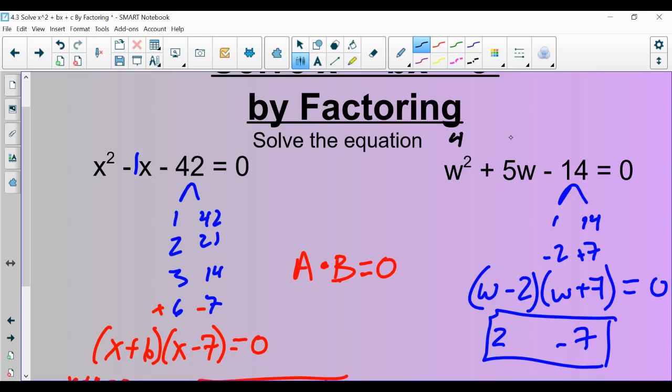Plus 5 times 2, that would be 10. Minus 14, hey, that's 0. 4 plus 10 is 14. 14 minus 14 is 0.